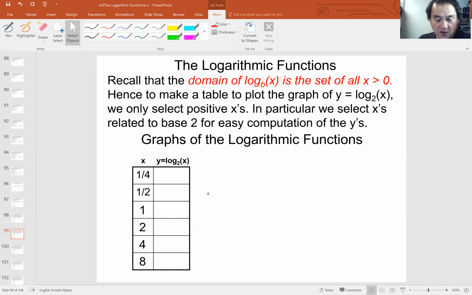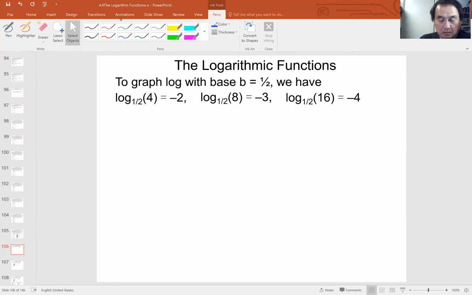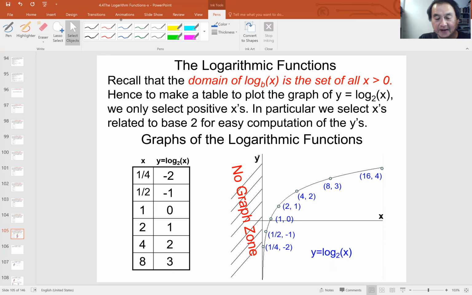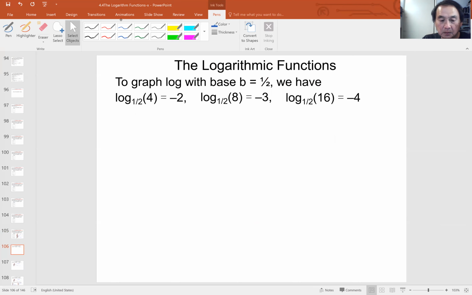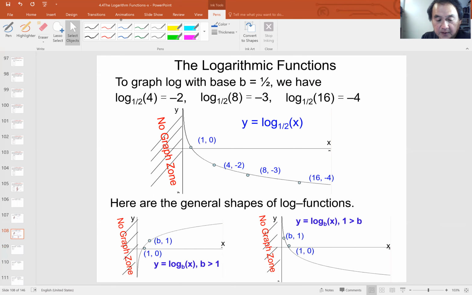Here's a picture of the log functions. We fill in the log, if you want to plot the points, and we get this curve. Notice there's nothing on the left-hand side because x cannot be negative. If the base is less than 1, then the log goes the other way.